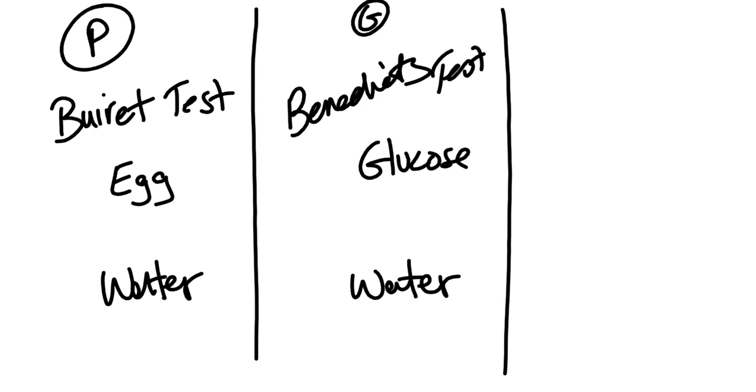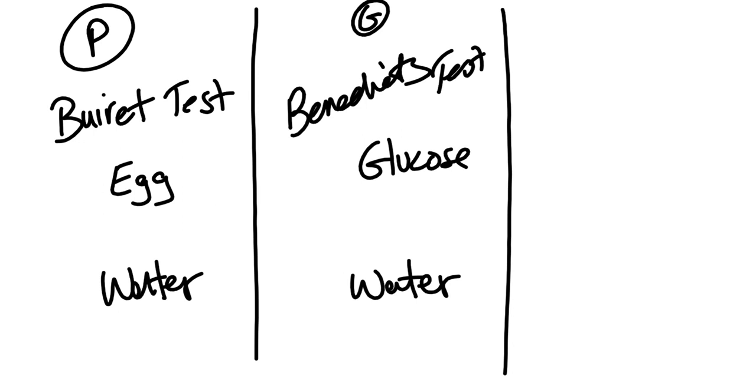Okay? So the Biuret test for the proteins, that's just going to be adding the solutions, and then you'll see a color change. The Benedict's test, you have to actually add the solutions and then apply heat. Okay? And in class, I'll tell you which heat application we're going to use.